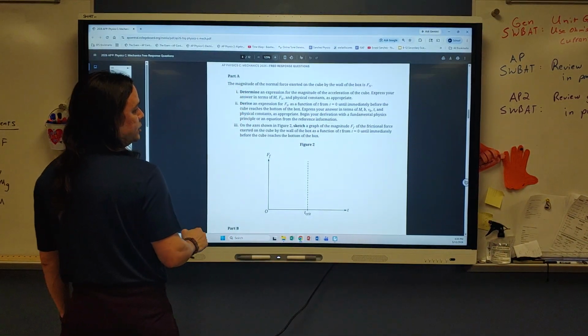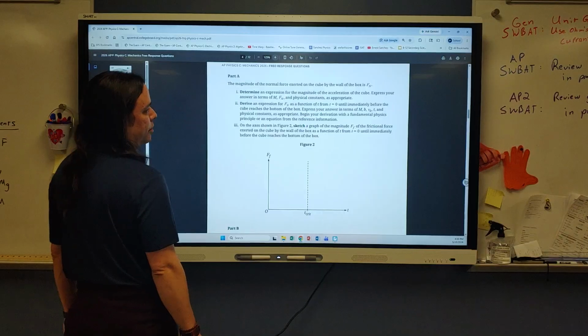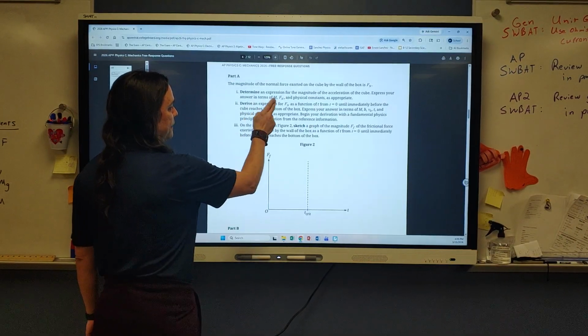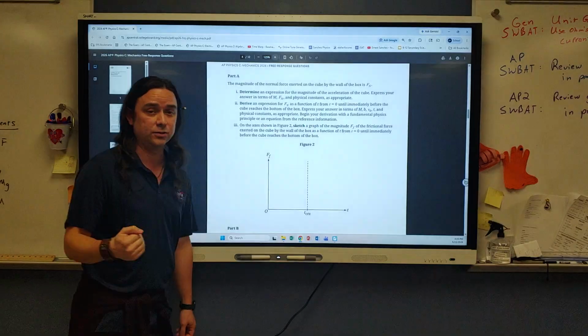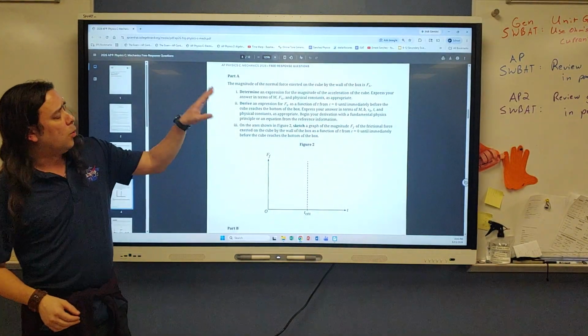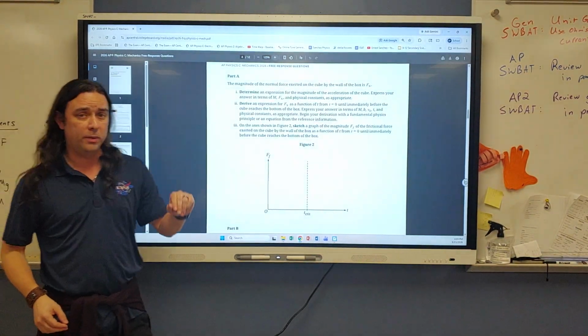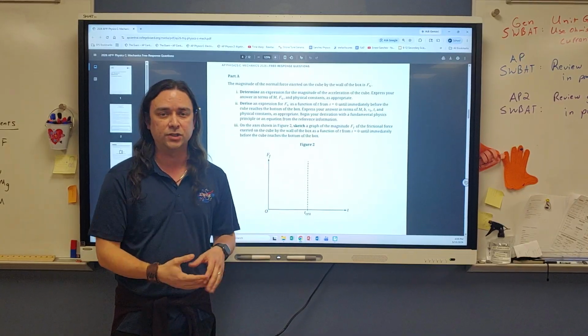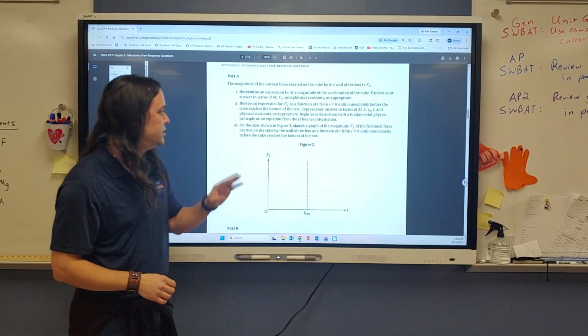Part A1, determine an expression for the magnitude of the acceleration of the cube. Express your answer in terms of m, Fn, and physical constants as appropriate. Now, one of the things that I want to emphasize on this, determine means we're looking for you to just tell us functionally what the answer is.